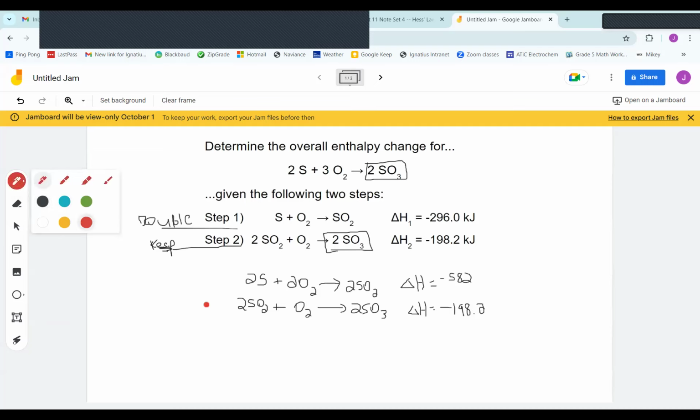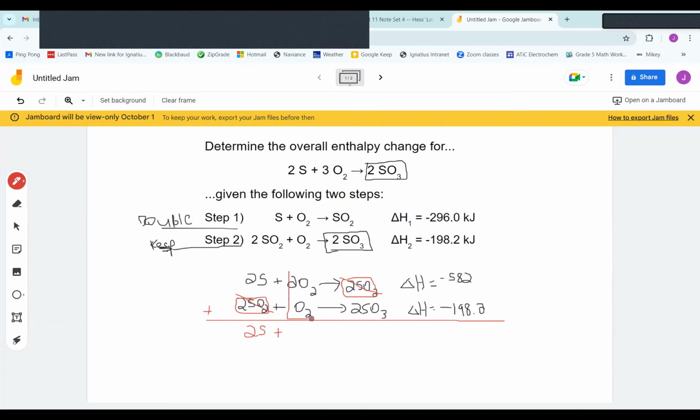And then we're going to add the two equations together, just like in math class. If you can cross something out: I noticed that 2SO2 appears on the right side in step 1, and 2SO2 appears on the left side in step 2. Their coefficients match, and they're the same substance. Those cross out. What we're left with, 2S.